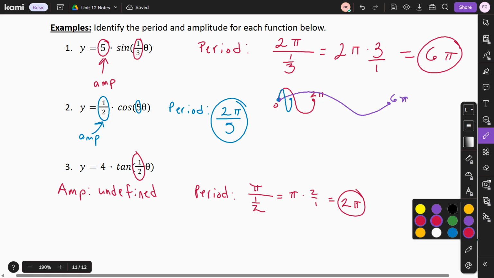But that's it for this video, just a really basic introductory view of these 3 trig functions. We'll look at them more in depth in the coming days.